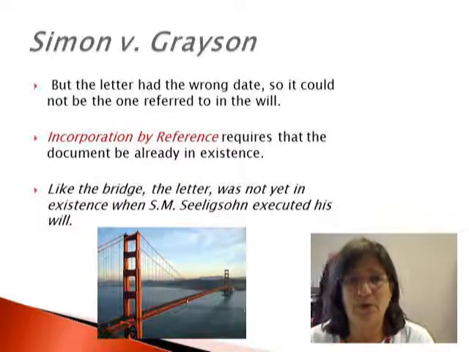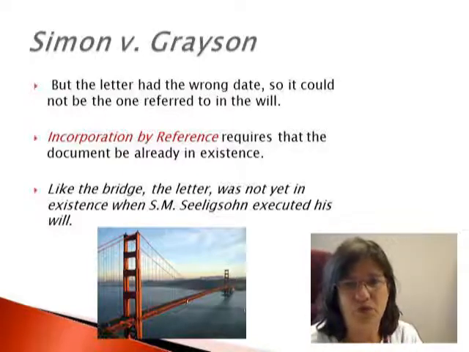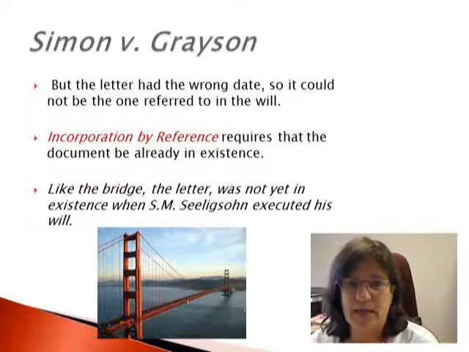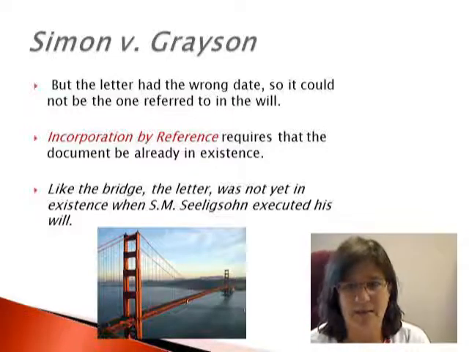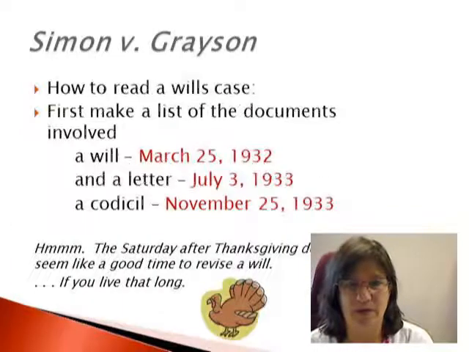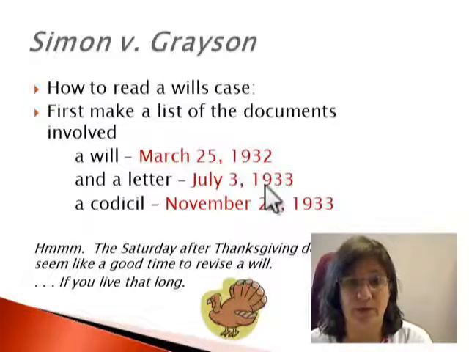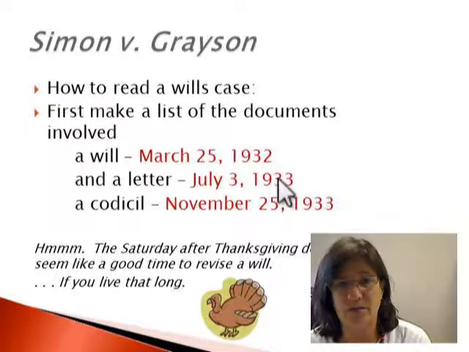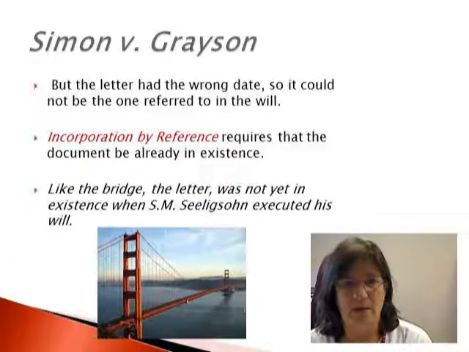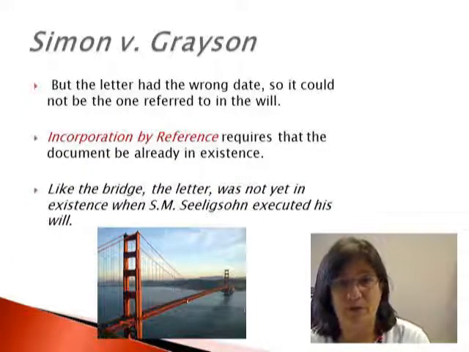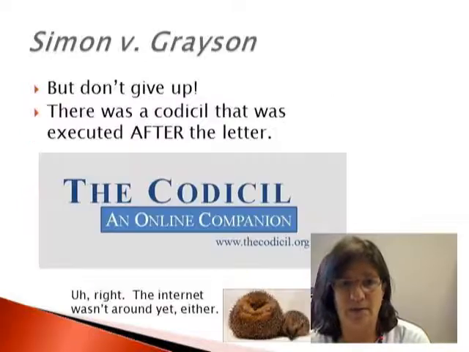But our problem was the letter didn't say March 25th, 1932. It had a later date. Remember, let's go back and see. Here's the dates. See, the letter was dated July 3rd, 1933. Wow, that's over a year later. Now, that doctrine of incorporation by reference says we have to have a document that's already in existence. But this one was not. Oh, so what to do?